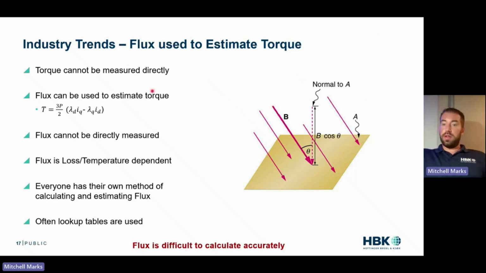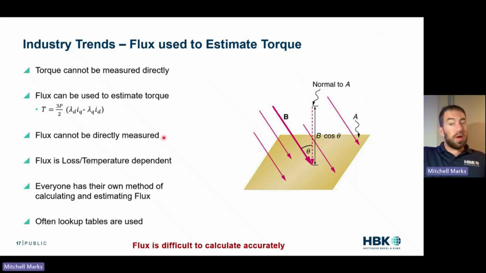So torque cannot be measured directly in a vehicle, not practically. But flux can be used to estimate torque. And you know, we've got our equation here, and I'm sure somebody will hop up and tell me I wrote it wrong. And you might say, what is flux? Well, it's magnetic strength, or the flux linkage is the magnetic field going through an area. So it's how strong is my magnet.